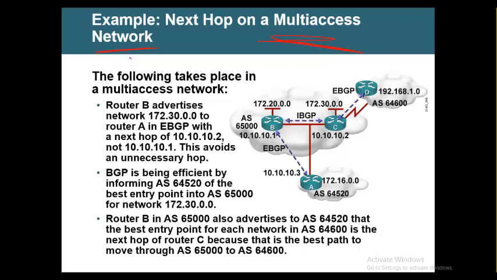Because if it forwards the packet to B, B will use the same layer 2 domain to forward it to C. It is unnecessary switching. Now C and A is not a neighbor. That's why C cannot give directly to A.